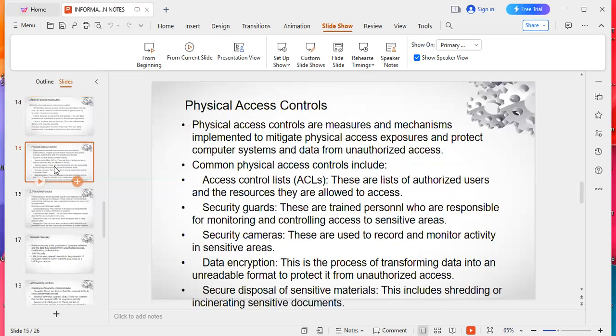Now, what are some of the access controls at the physical level? Number one, we have the access control list. This is a list of authorized users and the resources that they are allowed to access. We have security guards. These are trained personnel who are responsible for monitoring and controlling access to sensitive information. We have security cameras, and of course, like we mentioned, data encryption.